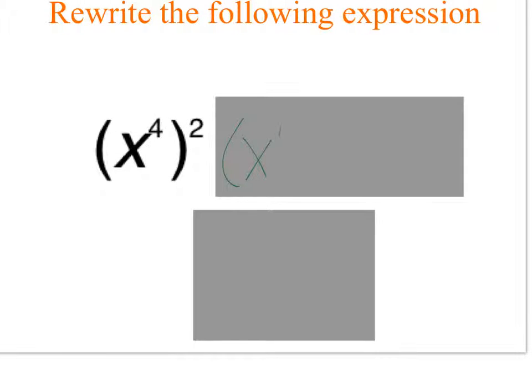This is x to the 4th times x to the 4th. This too means multiply everything inside the parentheses twice. When we add 4 plus 4, we get x to the 8th. Now we would have gotten the same value if we had multiplied 4 times 2.